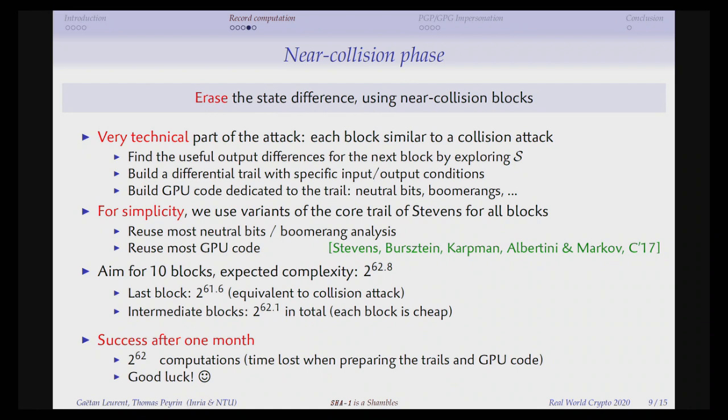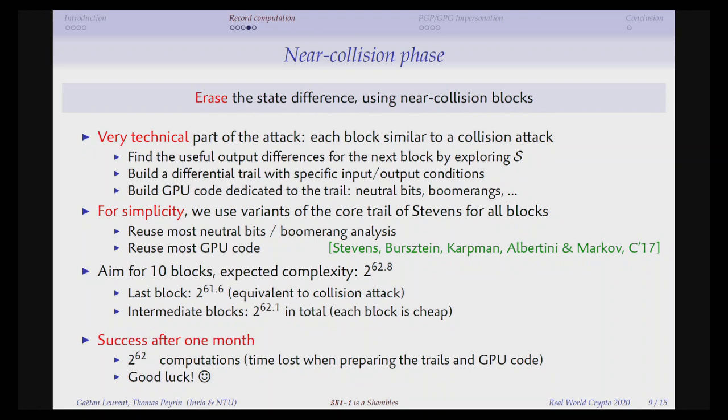So to simplify this a little bit, what we did is, for all the blocks, we use the same differential trail, basically. Well, the middle part of the trail is the same for all blocks. So we only have to construct the nonlinear part at the beginning, and then make some small adjustments to the GPU code. And we started from the attack that was implemented in the Shattered paper, and we started from this GPU code. So in terms of implementation, this step also succeeded after roughly 1 month. We actually got quite lucky, because our estimate was to need 2^62.8 computation, and we only took 2^62 in our case. So in the end, in both phases, it kind of averaged out.